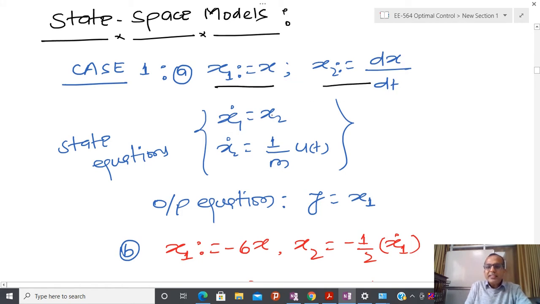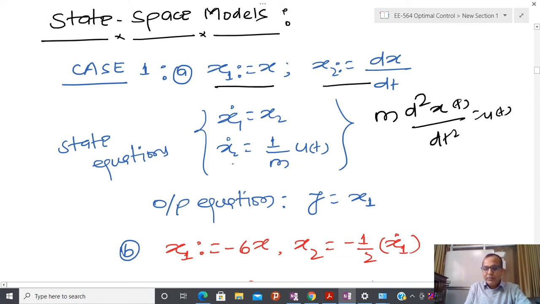Now you can see that the second order differential equation m d2x(t)/dt square is converted into a set of two first order differential equations, and here output y equal to x1. If you do not know the initial conditions of x1 and x2, you are not able to solve this particular differential equation. So x1 is going to carry all the past information, and these two are the states of the system.